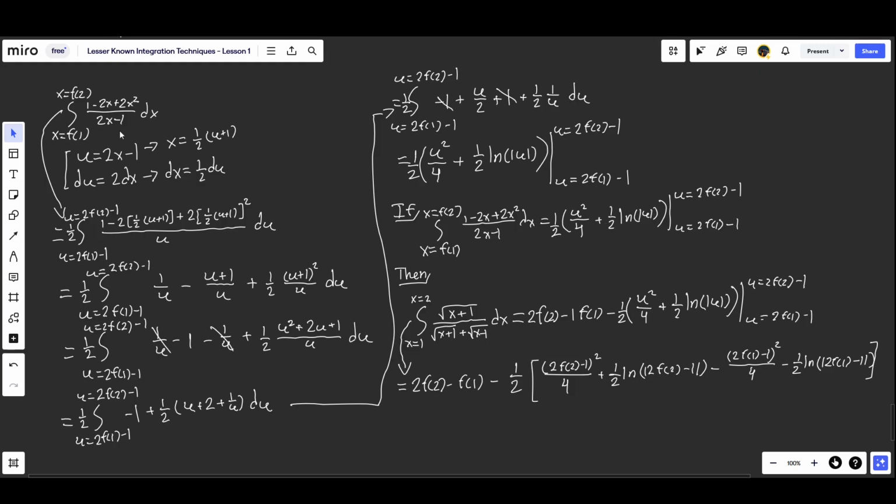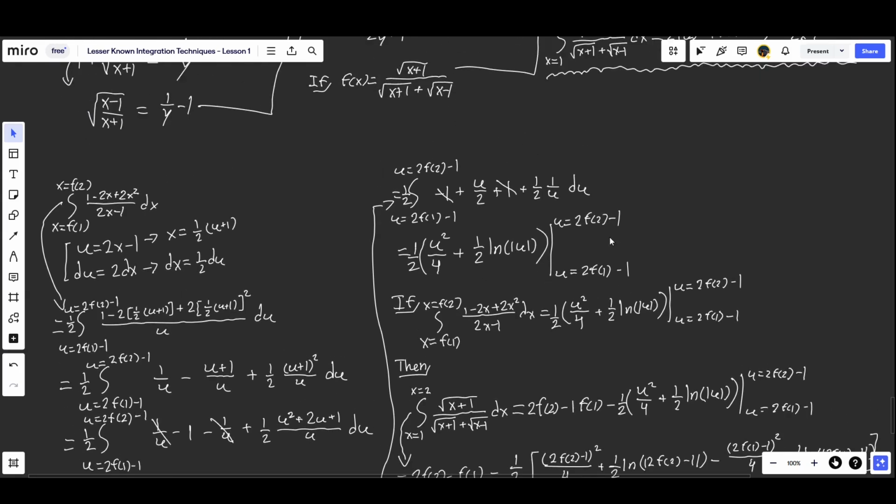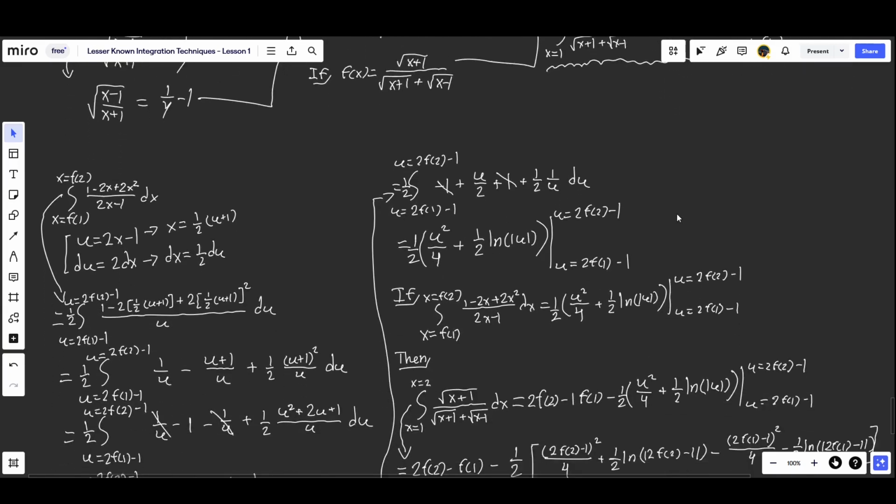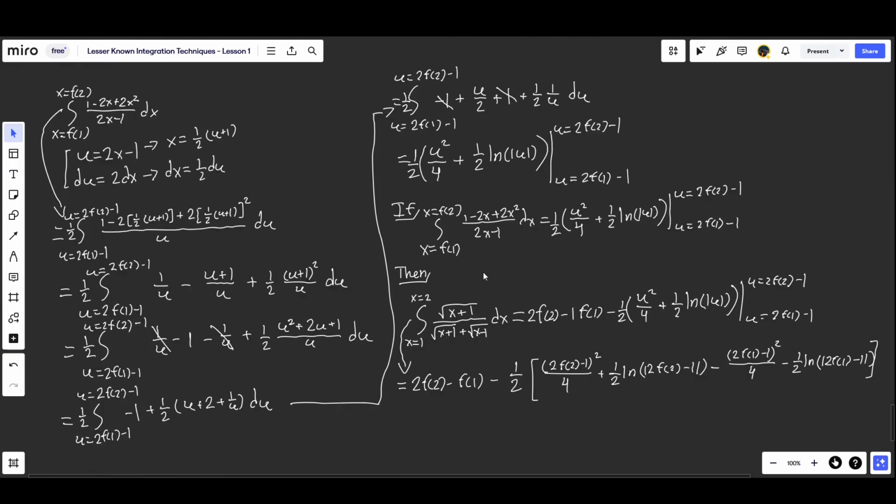Plugging this result for this definite integral back into our equation up here, we can see that the definite integral of the square root of x plus 1 over the square root of x plus 1 plus the square root of x minus 1 with respect to x from x equals 1 to x equals 2 will be equal to this expression. Now it's just a matter of plugging in the values that we have for f of 1 and f of 2 and simplifying to get our final answer.